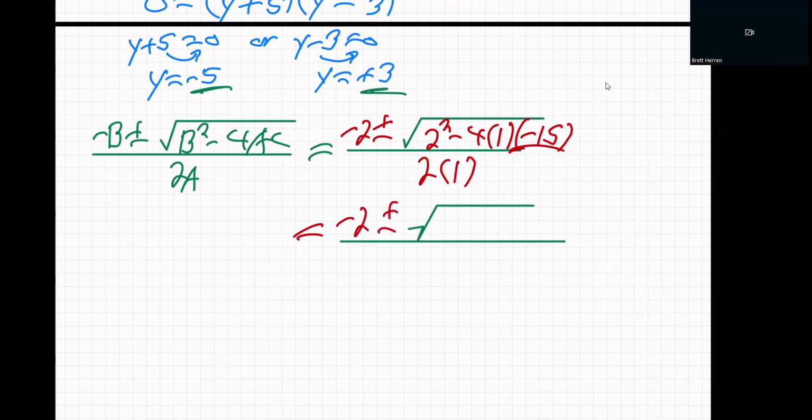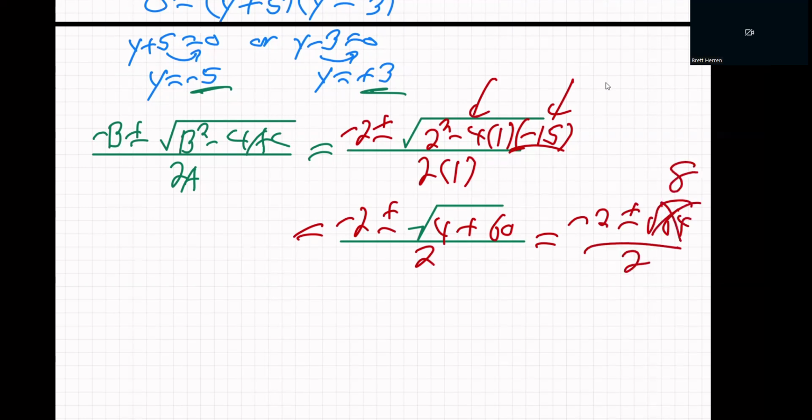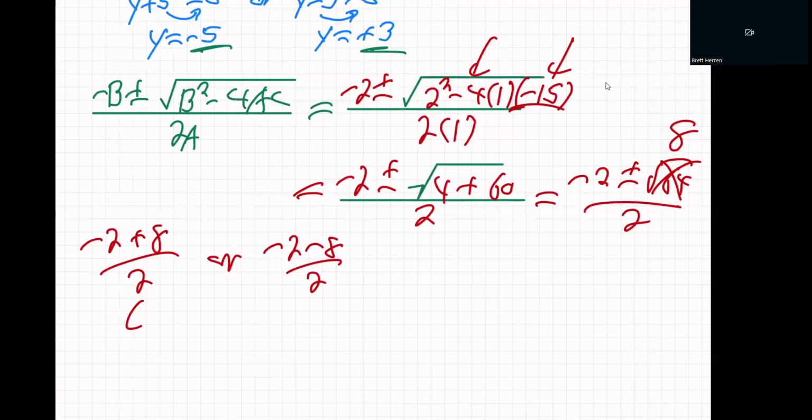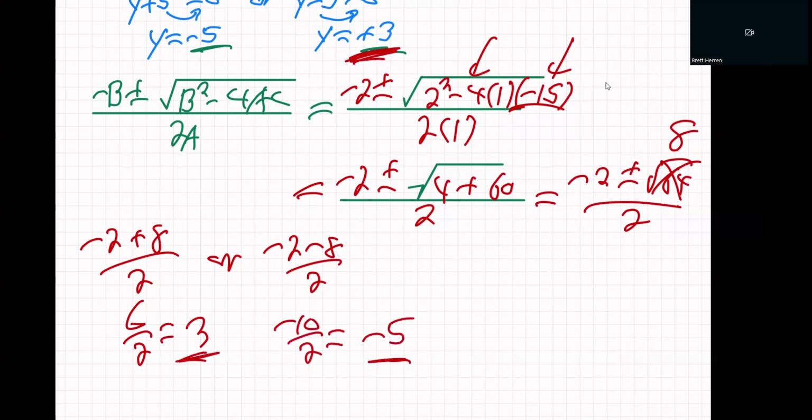So negative 2 plus or minus is going to be 4 plus 60, right? Because negative 4 times negative 2, negatives multiplied by positive, over 2. All right, I'm going to just cut to it here. This is negative 2 plus or minus square root of 64, over 2. 64 is 8. So then it's minus 2 plus 8 over 2, or minus 2 minus 8 over 2, which is 6 over 2, 3, like we said right there, and minus 10 over 2, negative 5, like we said right there. So same two answers, however you do it by factoring or quadratic formula, positive 3 and negative 5.